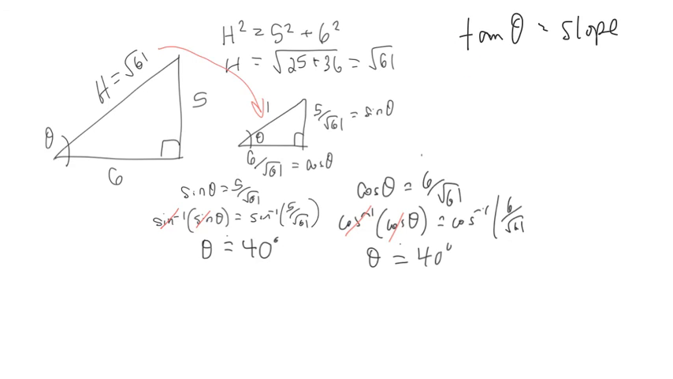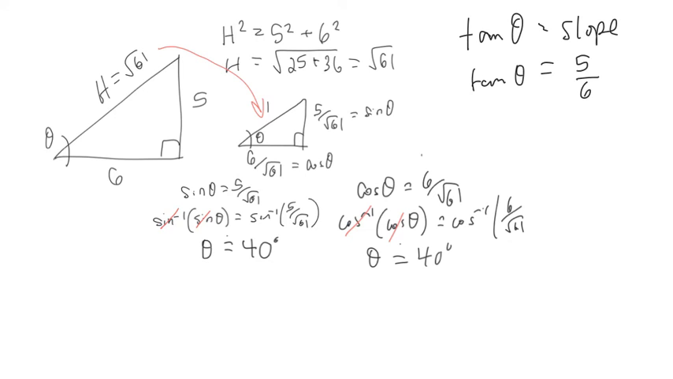So now, forget about trigonometry for a second. If I asked you to figure out what the slope of this line was, I'm sure you could do that, because you would realize that if I started here, my run was 6 and my rise was 5. So my slope is rise over run, which is 5/6. So my tan of theta is 5/6.